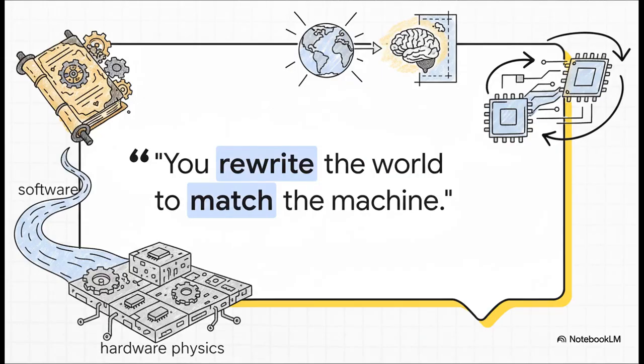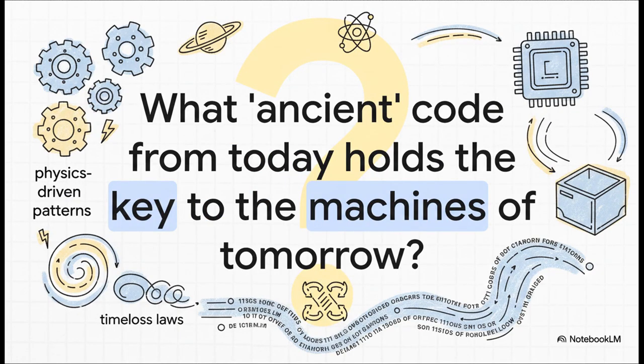And that brings us to the ultimate lesson from this ancient guidebook. The fastest code doesn't try to bend the hardware to its will. It does the complete opposite. You reorganize your problem, you change your data, you rewrite the world itself to perfectly match the physical reality of the machine. Which leaves us with one last question to chew on.